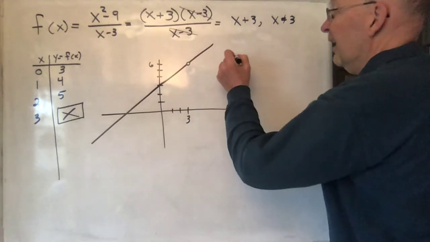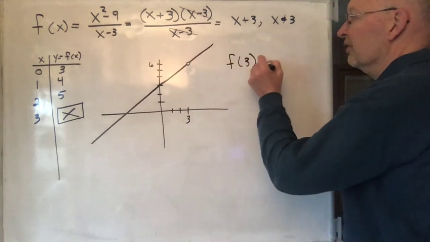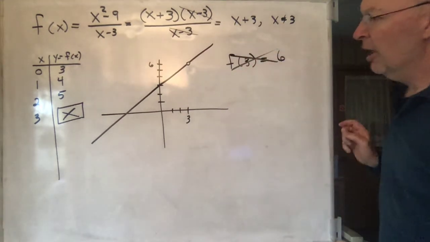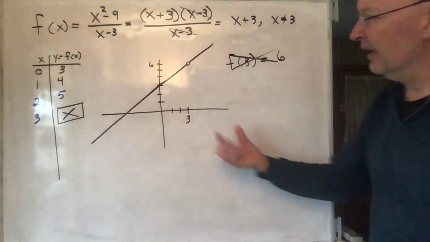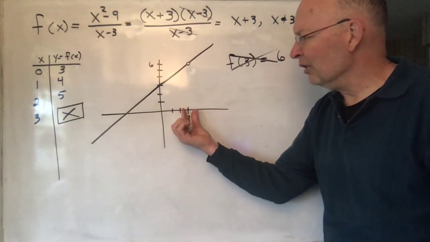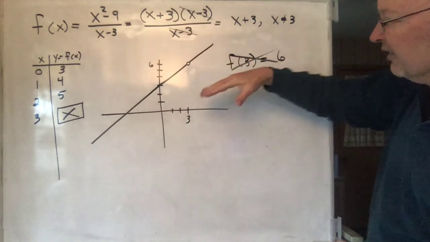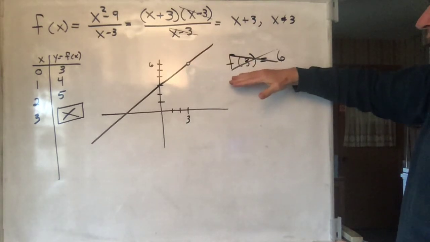The problem is we can't say that f of 3 is equal to 6. We can't say that. It's not true. But we still want some way of indicating the fact that as you get closer and closer to 3, this is getting closer and closer to 6. It's the next best thing to this.